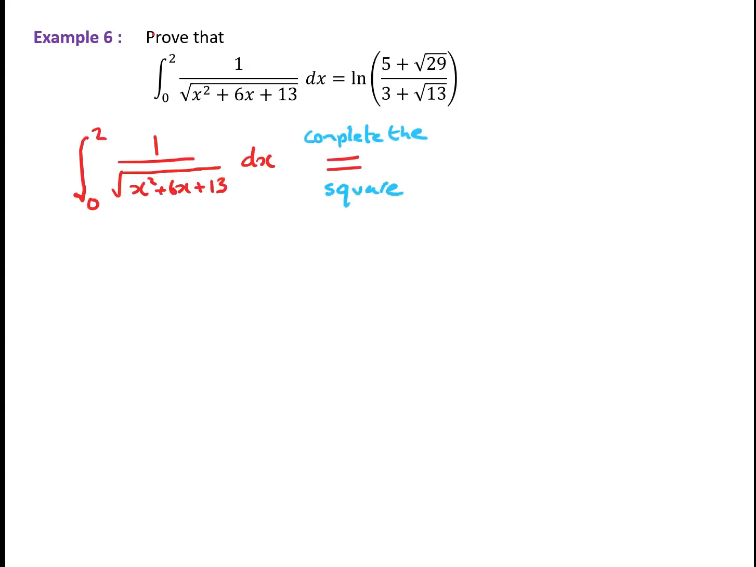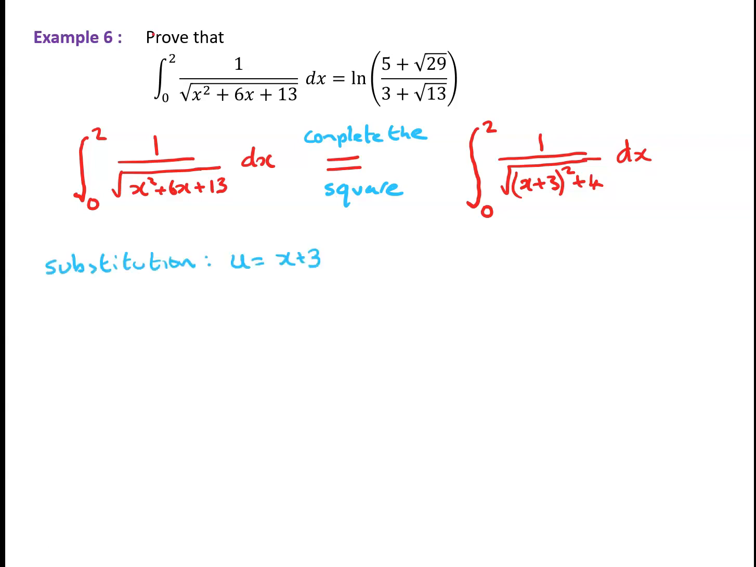So, if we complete the square on x squared plus 6x plus 13, that is the same thing as x plus 3 all squared add 4. So x squared plus 6x plus 13 is the same thing as (x plus 3) squared plus 4. Now, all I'm going to do at this stage is a very small substitution. I'm going to make the substitution u equals x plus 3.